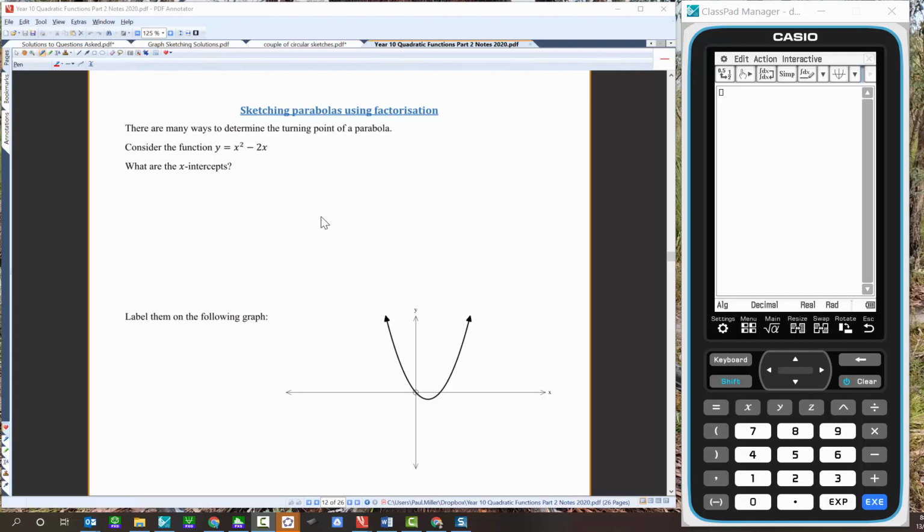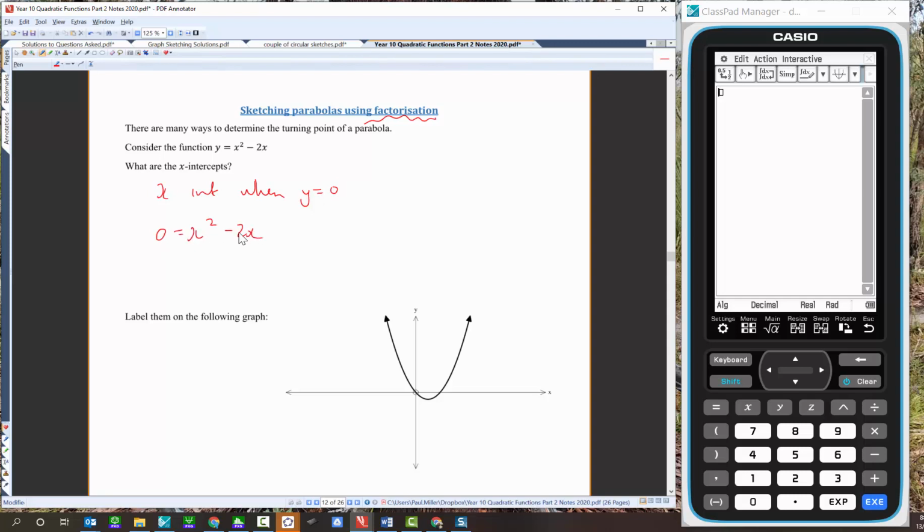A lot of the work we did earlier this term on factorization is really going to be important today. So just note that there are many ways of determining the turning point of a parabola. If we've got this particular function here, y equals x squared take 2x, let's work out the x-intercepts. We're going to note that x-intercepts occur when y is equal to 0. 0 equals x squared take 2x.